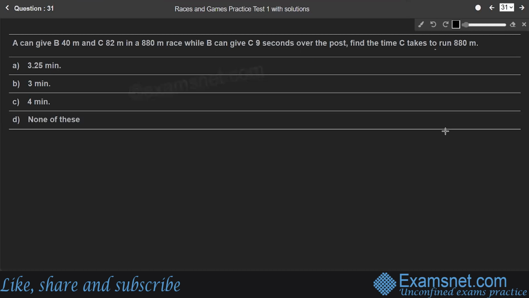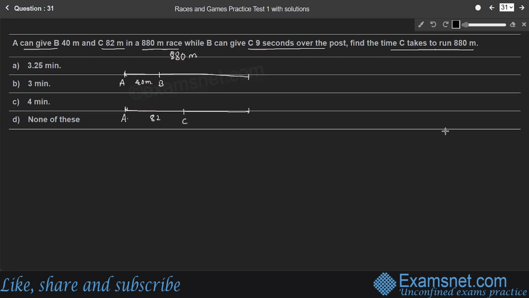Question number 31. A can give B 40 meter, and C 82 meter in 880 meter race, while B can give C 9 seconds over the post. Find the time C takes to run 880 meter. So students will consider the race 880 meter, in which A can give B 40 meter. That means B is ahead of A by 40 meter, right? And A can give C 82 meter, right? So at the same time, A can give C 82 meter.